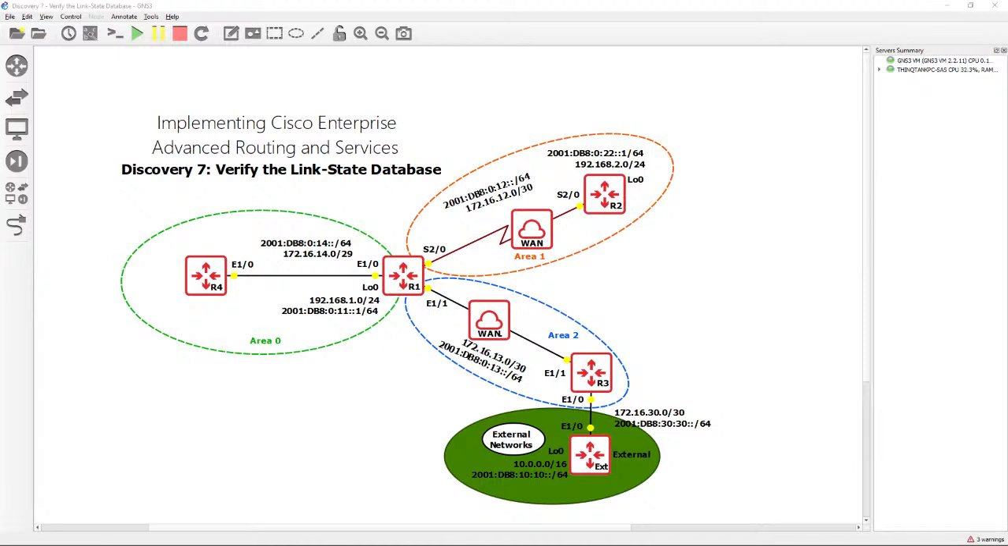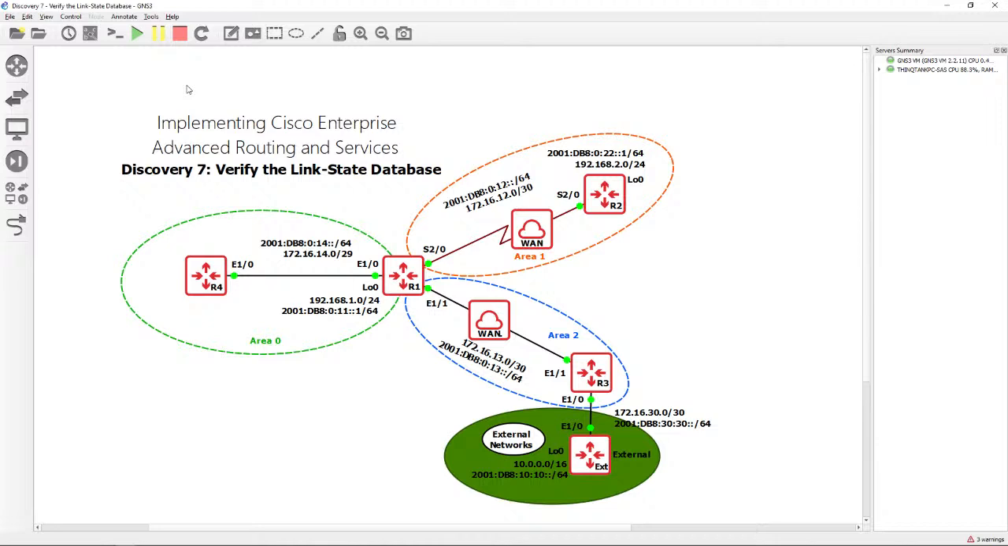All right, here we go. We are going to get into our next section here. We're going to talk about verifying the link state database in this case. This is an interesting section because what we're going to be talking about is all of the different LSA types that exist in OSPF.